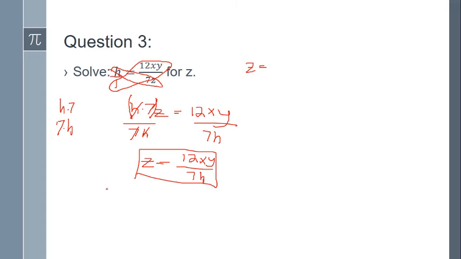So basically, just to review real quick, all I had to do was cross multiply. I multiplied the 7z to both sides so that I had the z out of the fraction. And then we had a 7h up here that was with the z on the left. Well, I just divided both sides by the 7h. And then z was all by itself, and we're done.